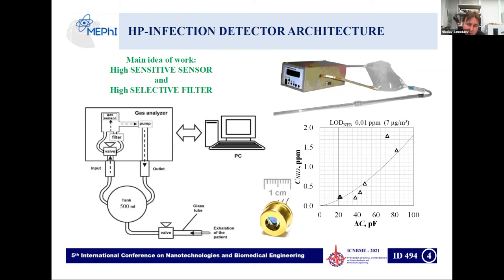Real electrochemical sensors in a sub-ppm range, working in the regime needed for HP infection detection, last just half a year. I want to add the main idea which hospitals ask us about: when you replace your sensor, you need a new calibration by ammonia. That's a little bit of a problem for hospitals. They want to exclude this operation.